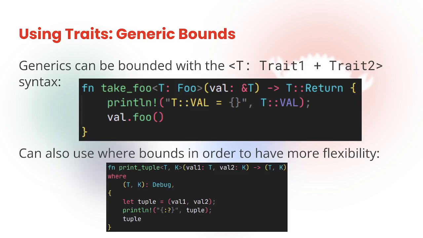You can also use where bounds in order to be more flexible. So here we're bounding, I get bounding, not binding, whatever. We're bounding this tuple T, K to be Debug, which you could not do with the colon syntax, because what would you put the colon on, right? If you have any bound that is not just a simple generic type, you have to use where. And notice this is how the Rust formatter automatically styles it. So I guess this is the canonical indentation for how to use where.